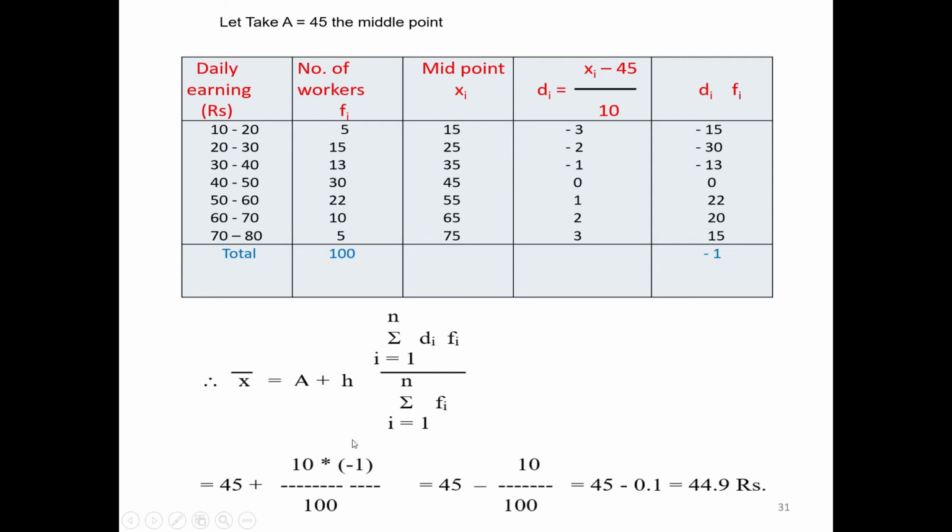So x bar is equal to A, which is 45, plus h, which is 10, the magnitude of the data, times the sum of di fi, which is minus 1, divided by the total frequency. So 45 plus 10 into minus 1 by 100, that is 45 minus 10 by 100, that is 45 minus 0.1, that is 44.9 rupees. So we can say on average again 45 rupees is coming.